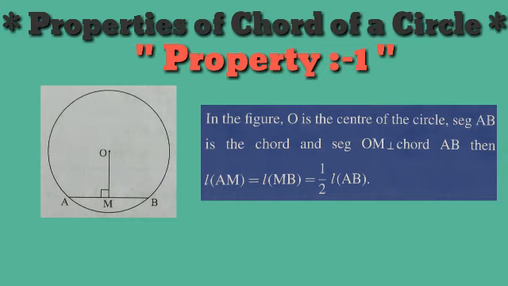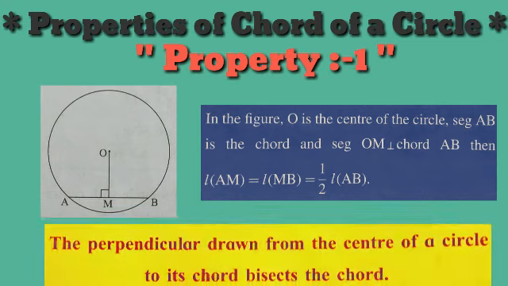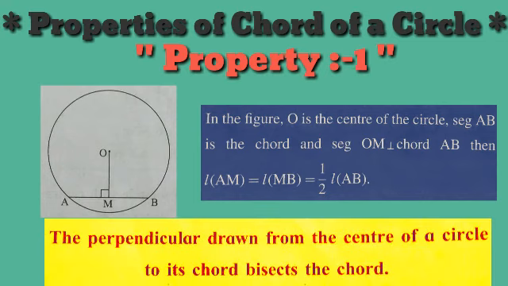So therefore our property is: the perpendicular drawn from the center of a circle to its chord bisects the chord. Got it, students? Draw the figure, write the important information as well as the property.